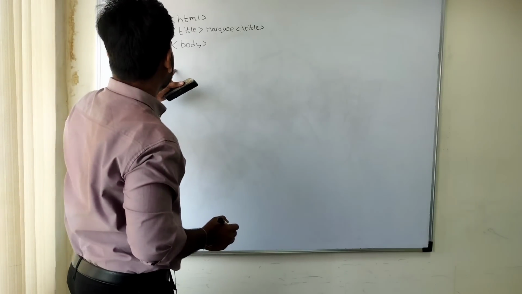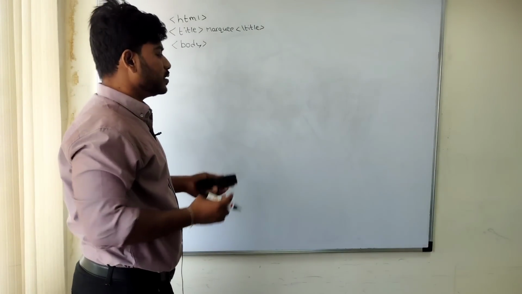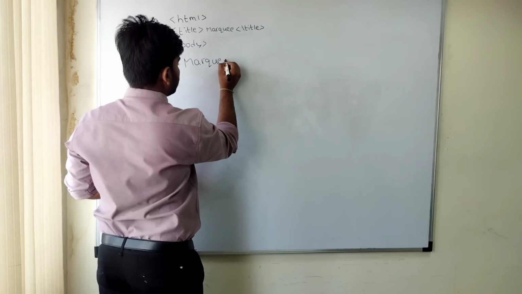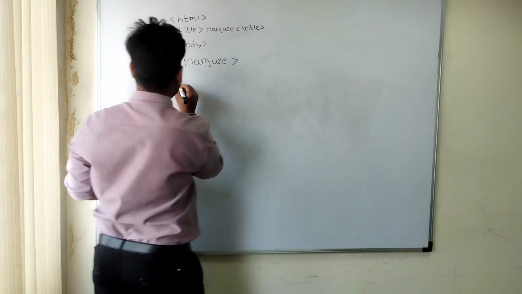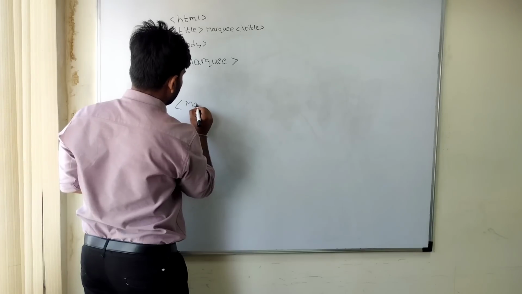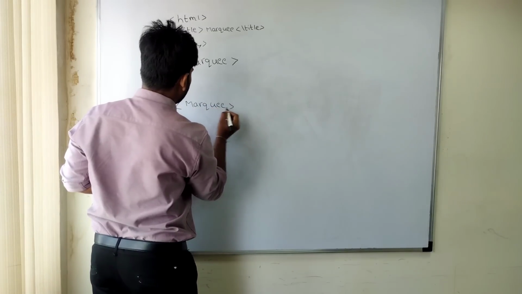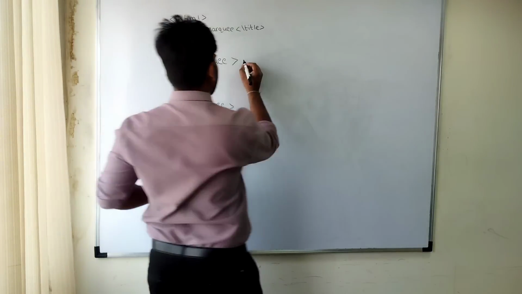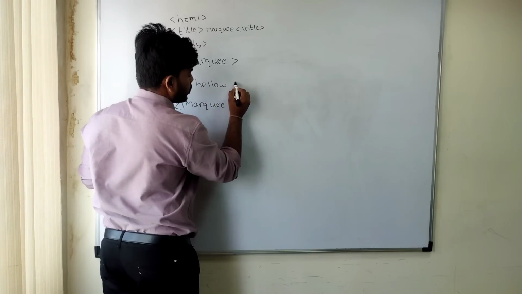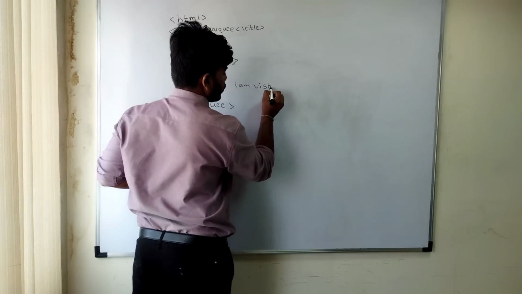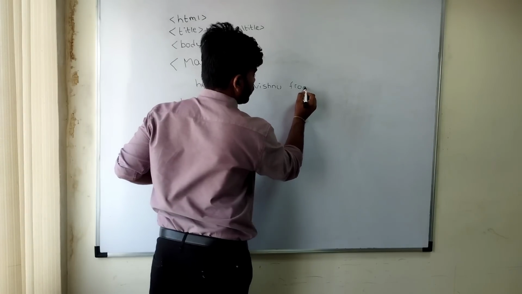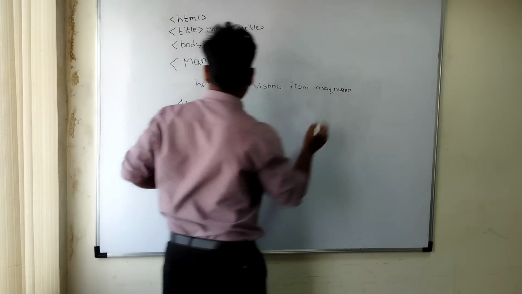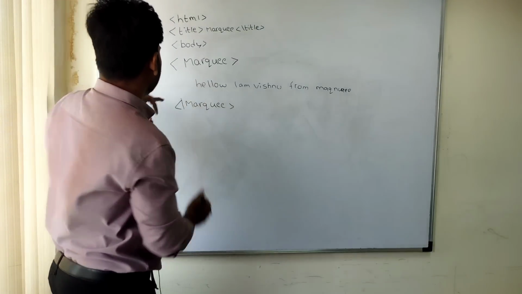Now I want to write code using the marquee tag. The purpose of the marquee tag is scrolling, ma'am. This is the open tag and this is the close tag. I want to write the information from here, by using this marquee tag.